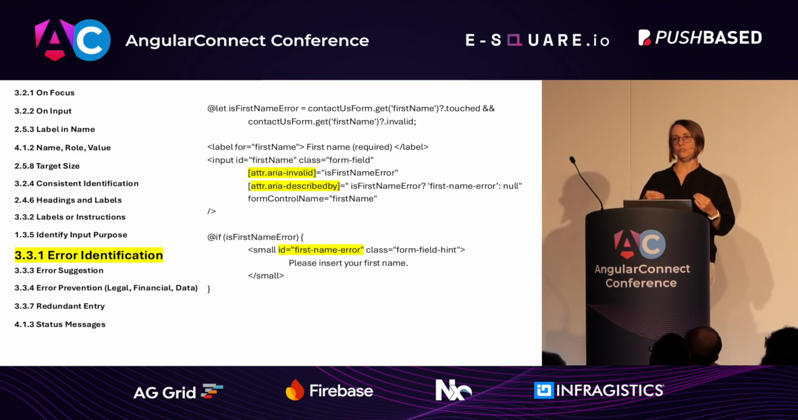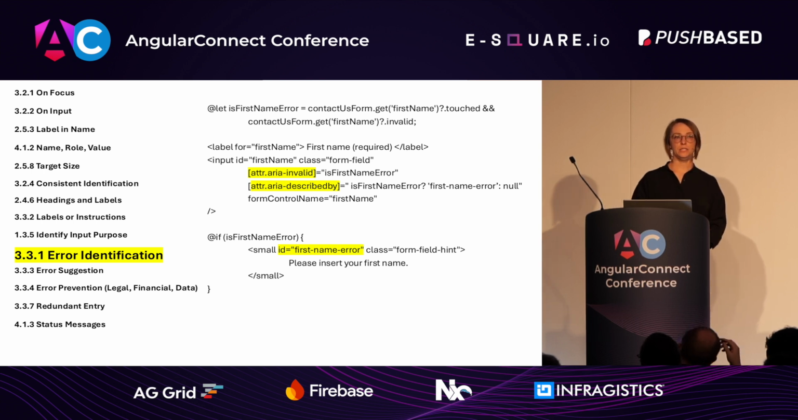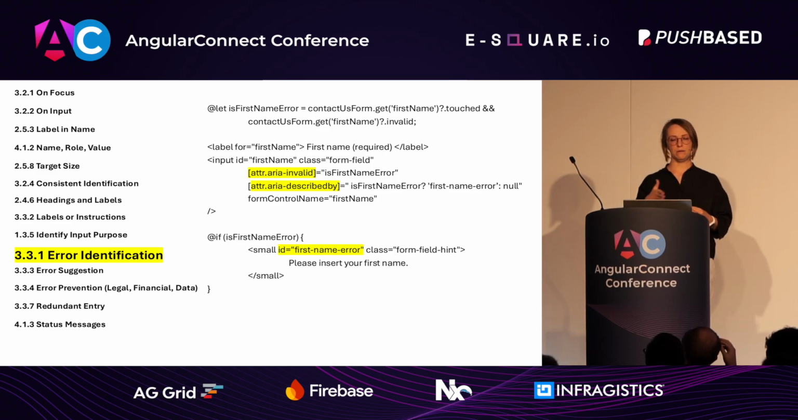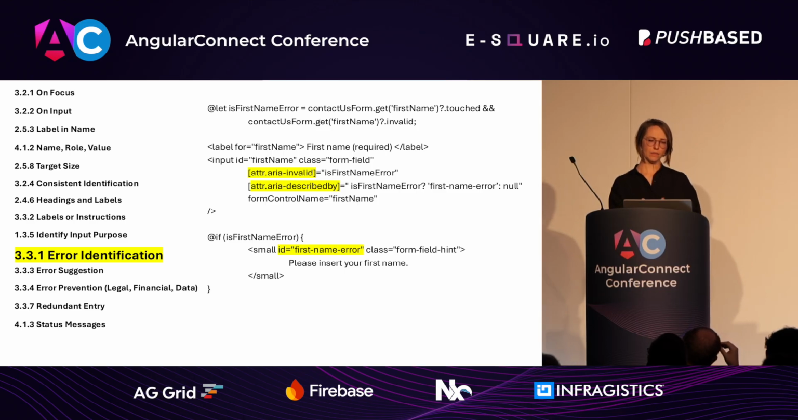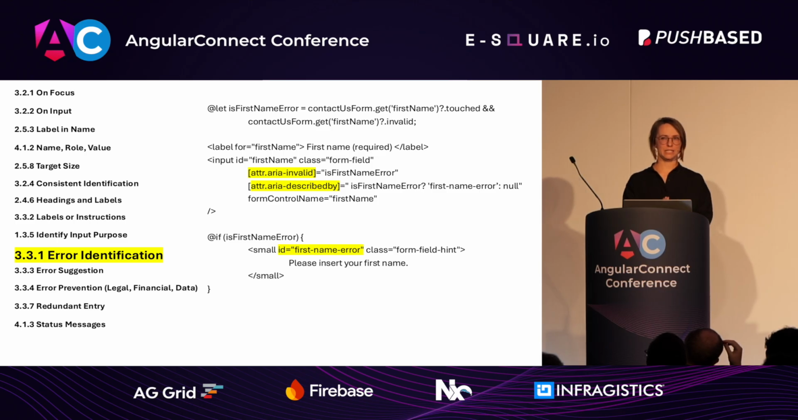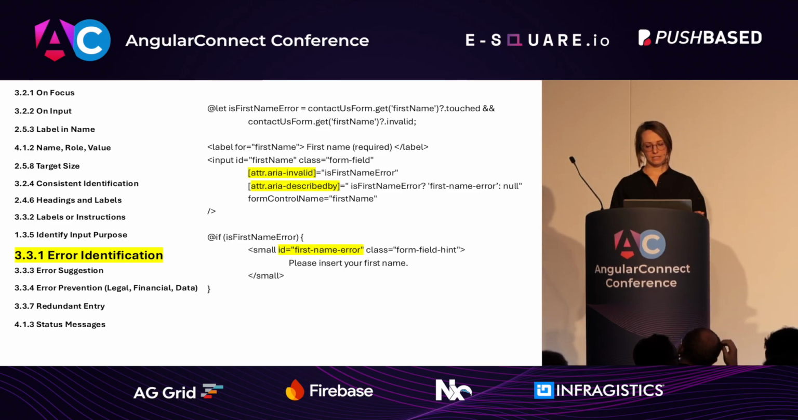But we also need to combine the error message with the input field. And the state of the art at the moment is to do so with aria-describedby. So I have an ID on the error message, and then I just refer to it in aria-describedby. There is also aria-errormessage, which is actually from the semantics and from the specs more suitable for that. However, the browser support is getting better, that's the good news, but it's not there yet. So as of now, it's still the state of the art to do so.